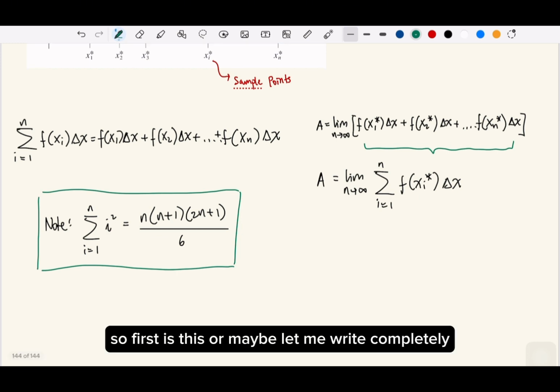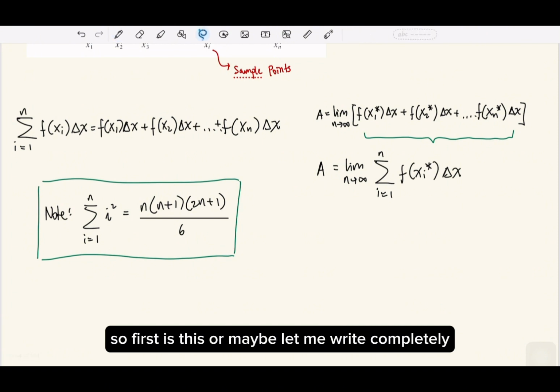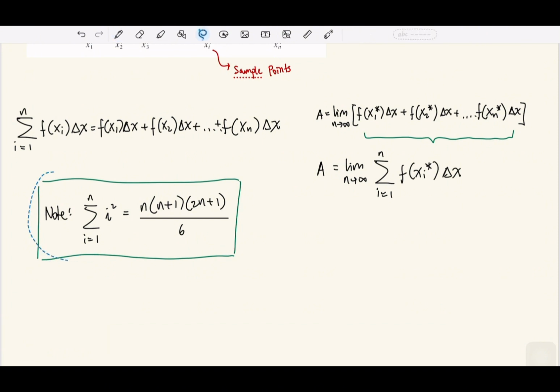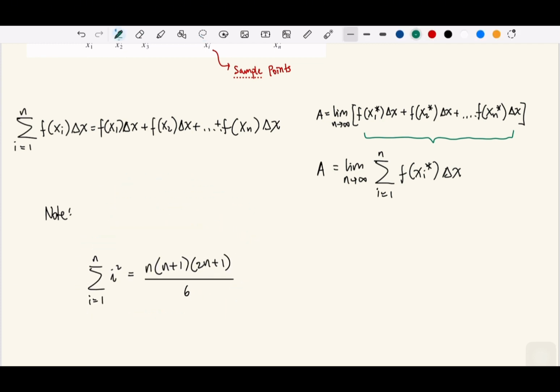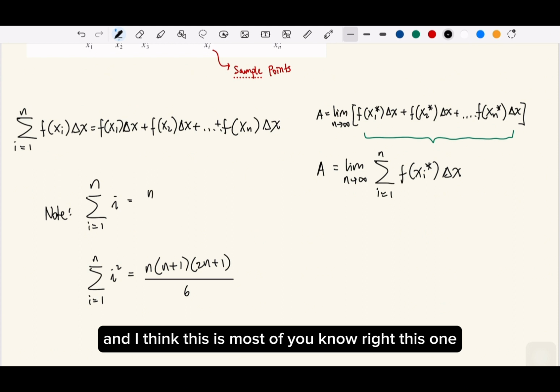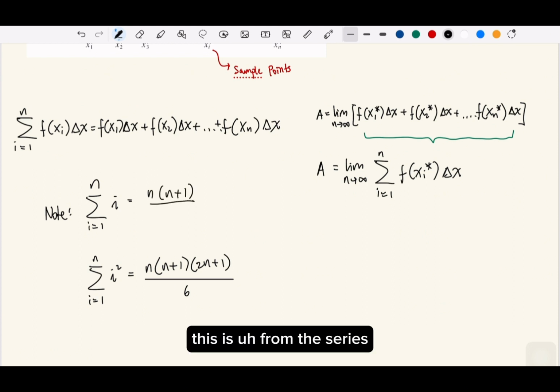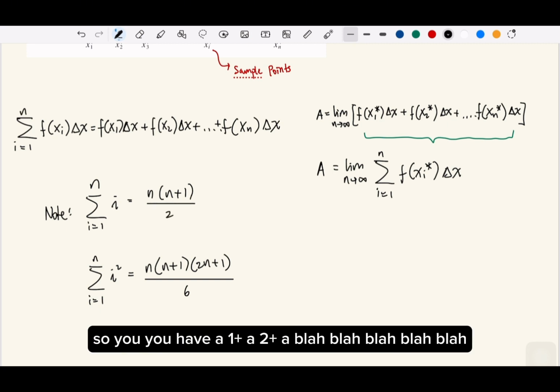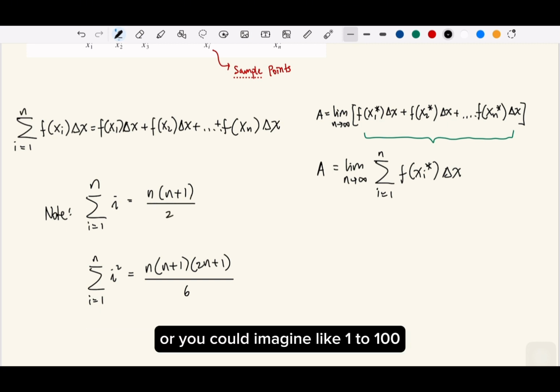So first is this, or maybe let me write completely. So we start from i. I think most of you know this, right? This is from the series. So you have A1 plus A2 plus A3 and so on, or you could imagine like 1 to 100.